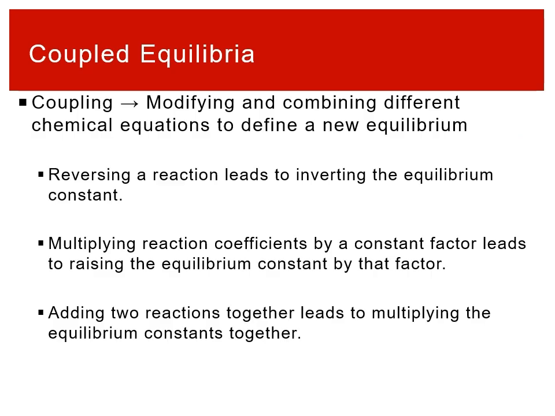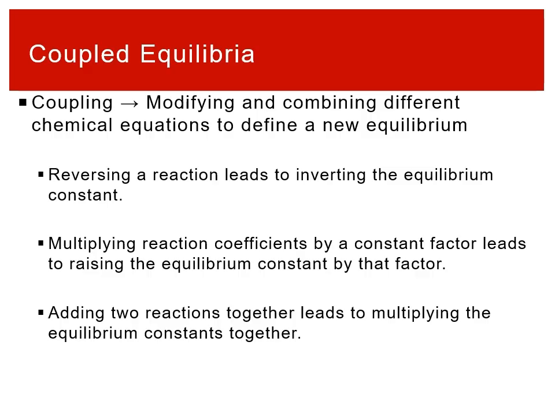One of the things we're going to need to do is modify and combine chemical equations to define a new reaction that has a new equilibrium. So we're going to be changing chemical equations, and that's going to affect the equilibrium constant. We want to remember there are three ways that we can change a chemical equation that affect the value of the equilibrium constant. If we reverse a reaction, we invert the constant, right? We had reactants going to products, we change it to the opposite direction. That's going to invert the equilibrium constant.